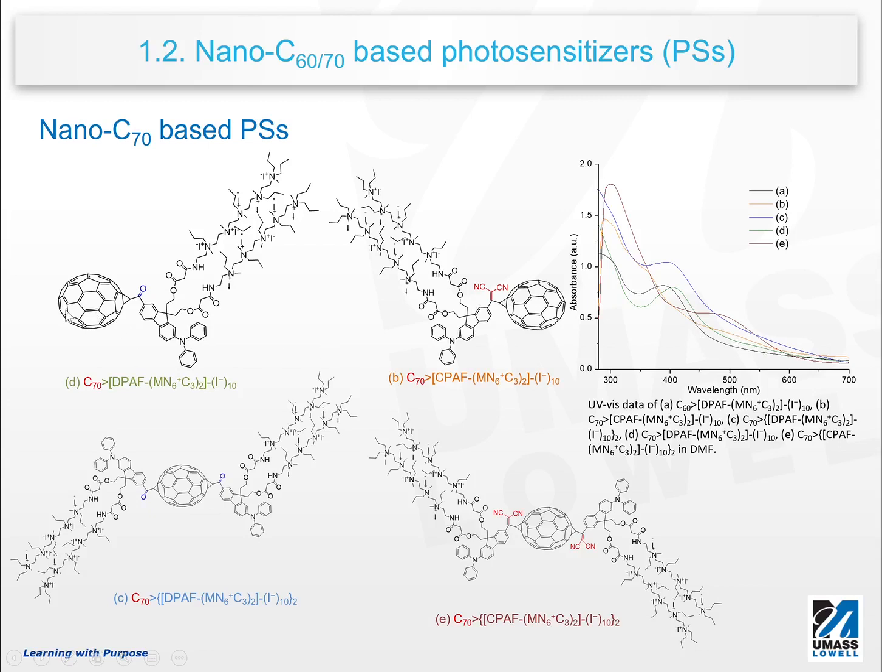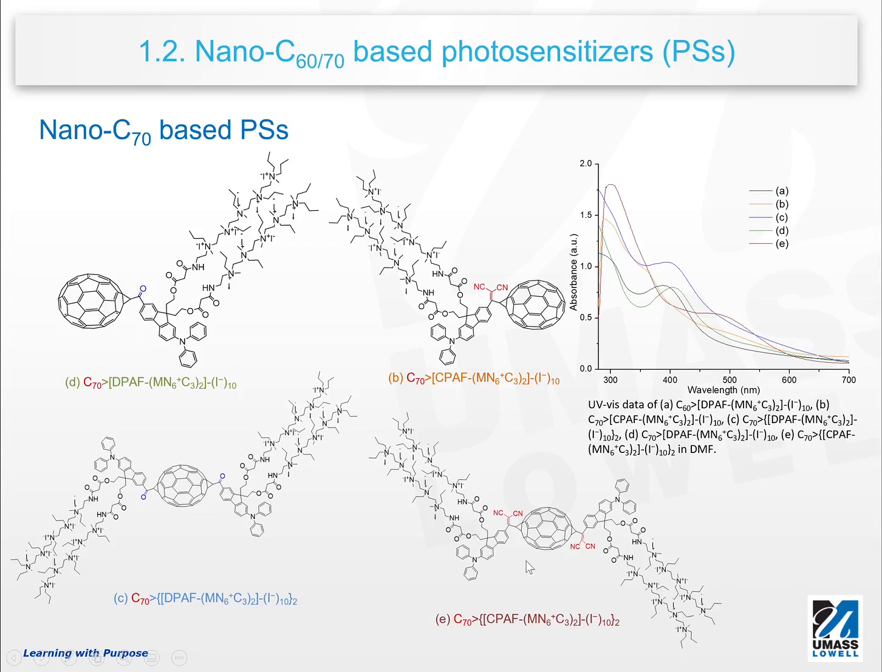And also C70 is a stronger electron acceptor compared with C60. So the electron and energy transfer should be more efficient compared with the C60 DPAF molecule. So we synthesized and developed these four types of C70-based photosensitizer. This is the C70 ketone DPAF-based photosensitizer, and this is the dicyanyl-based photosensitizer.